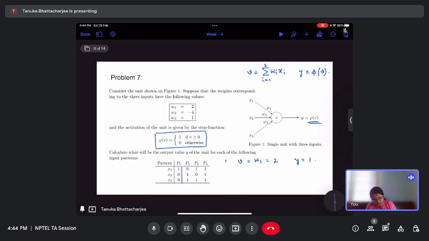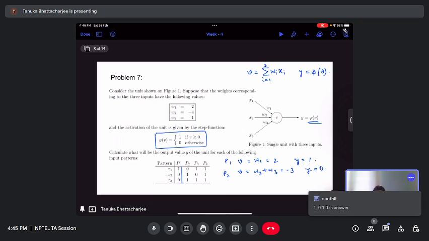This is for P1. Similarly, if you do P2, then your v will be, x1 is 0, so no contribution from w1. x2 and x3 are 1, so it will be w2 plus w3, that is minus 3. So, your y will be 0 because it is less than 0.